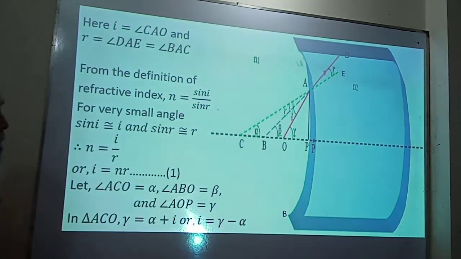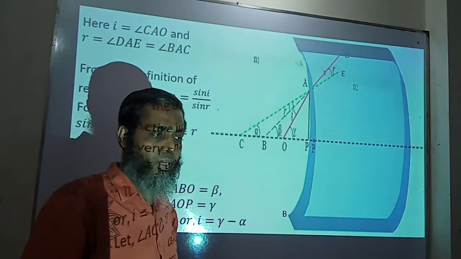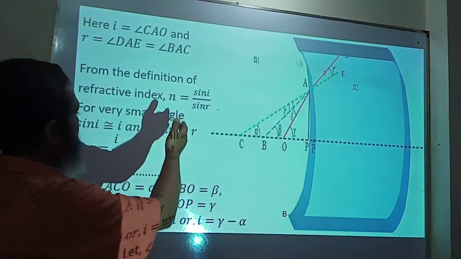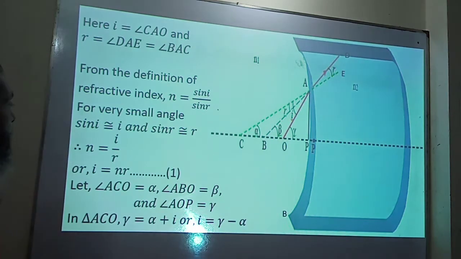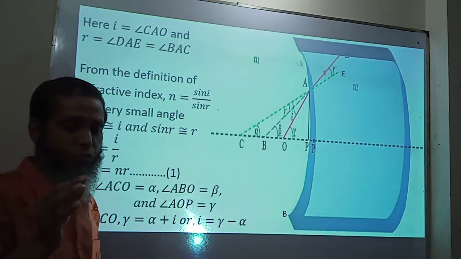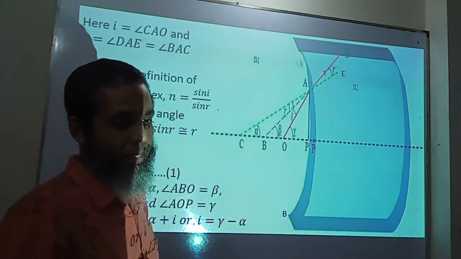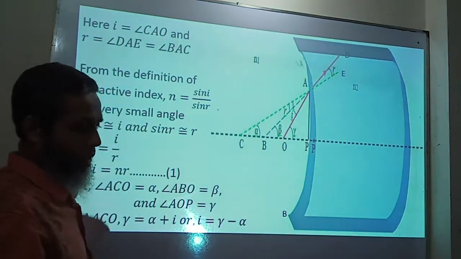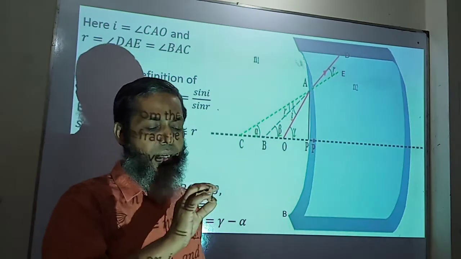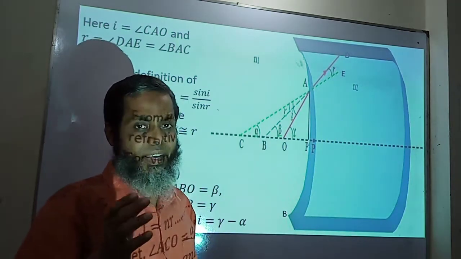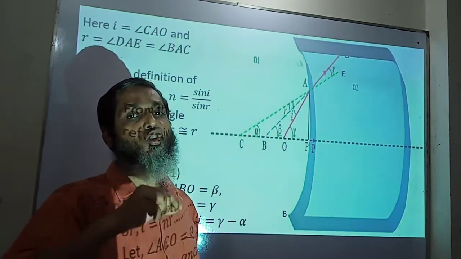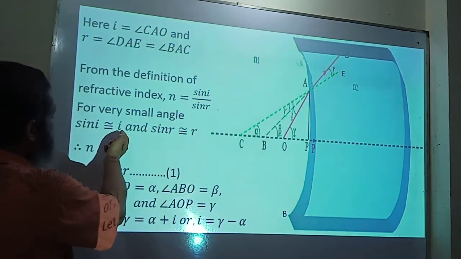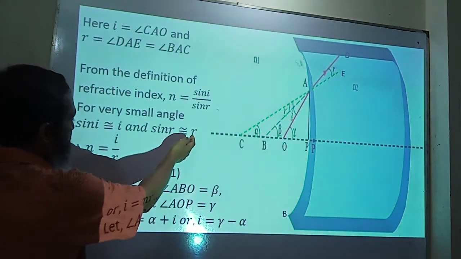We know from the definition of refractive index that N is equal to sin I by sin R. And for a very small angle, sin I is equivalent to I. When theta is very small, then sin theta is equivalent to theta. We know this one. So sin I is equivalent to I, and sin R is equivalent to R.